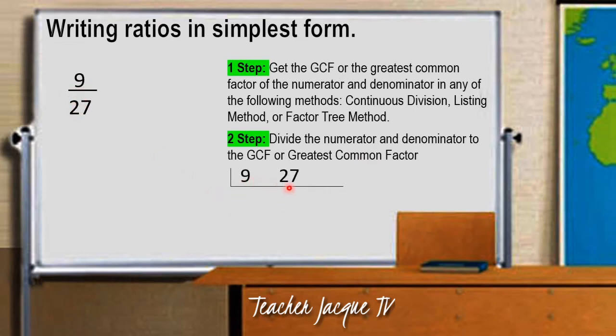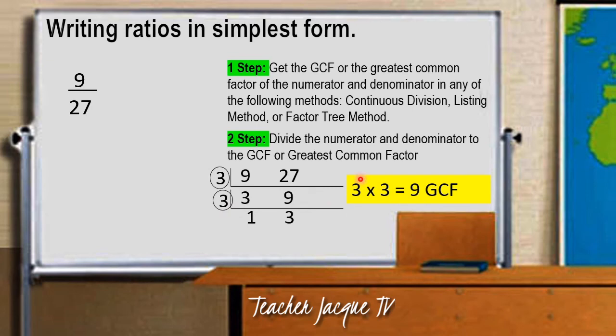9 and 27 are both divisible by 3. So, 9 divided by 3 is equals to 3. And then 27 divided by 3 is equals to 9. So 3 and 9 are both divisible by 3. So 3 divided by 3 is equals to 1. And 9 divided by 3 is equals to 3. So si 1 at saka si 3 wala na silang common factor. Therefore, yung GCF natin ay 3 times 3 is equals to 9.